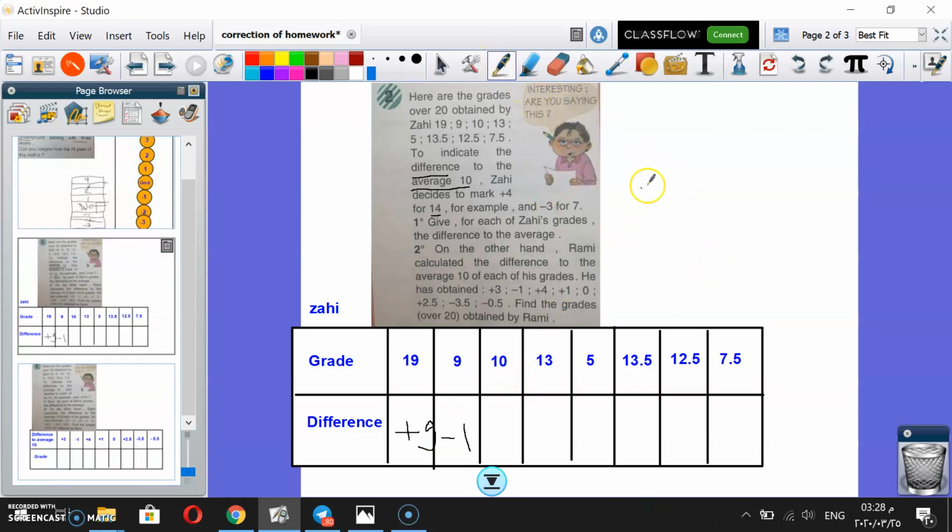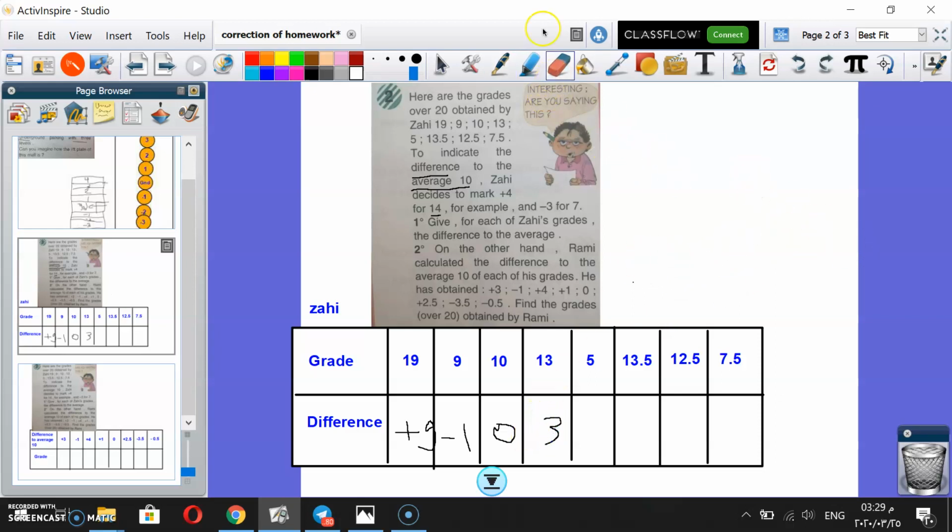Okay, the third grade is 10. So he got 10 over 20. The difference is 10 minus 10 equal to 0. So he is on the average. Okay. 13 over 20. So he is 3 grades above the average. So the difference is 13 minus the average equal plus 3 or 3.